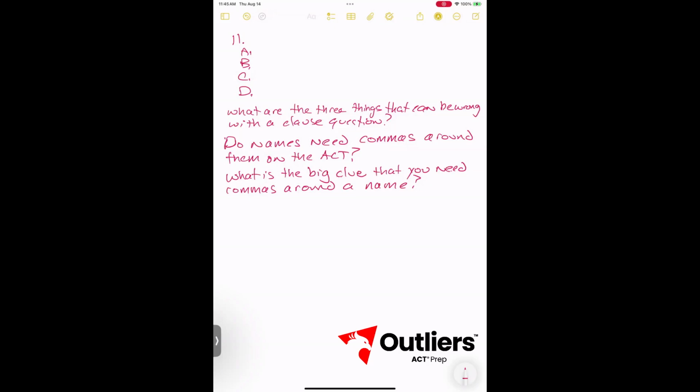So if you see that article in front of the noun, in front of the name, almost certainly you're going to need commas around the name, because the name is then non-essential for the clause to be an independent clause. Otherwise, which will be the vast majority case, you should not have commas around the name. With those in mind, let's go ahead and take a look at number 11.